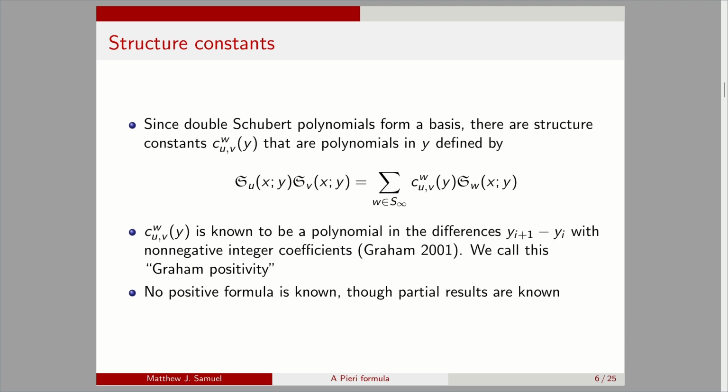So I'm going to talk about the structure constants of double Schubert polynomials. Since they form a basis, there are structure constants c_{uv}^w(y) that are polynomials in y, defined by taking the product S_u(x,y) times S_v(x,y) and expanding in terms of the basis, and the coefficient of S_w(x,y) is c_{uv}^w(y). This is known to be a polynomial in the differences y_{i+1} minus y_i with non-negative integer coefficients, which was proved by Graham in 2001. I'll refer to this as Graham positivity. No positive formula is currently known, although some partial results are known.